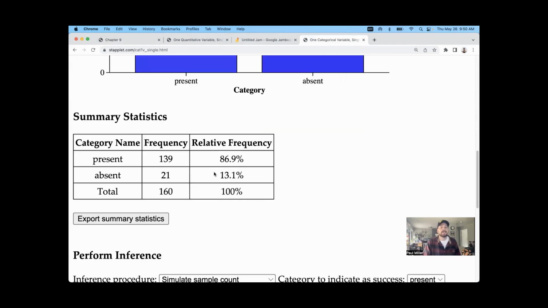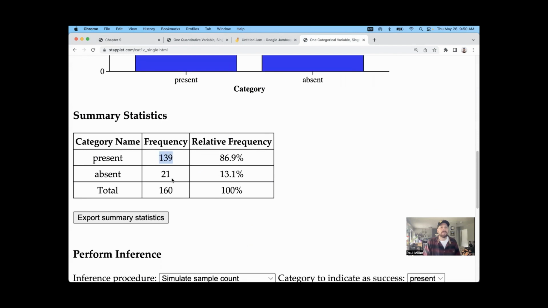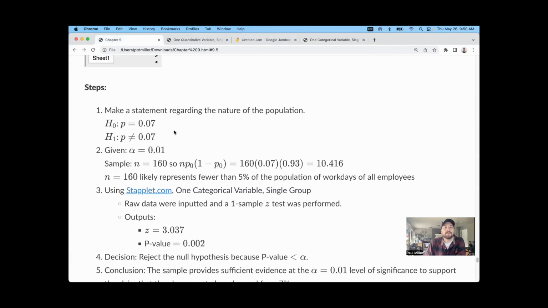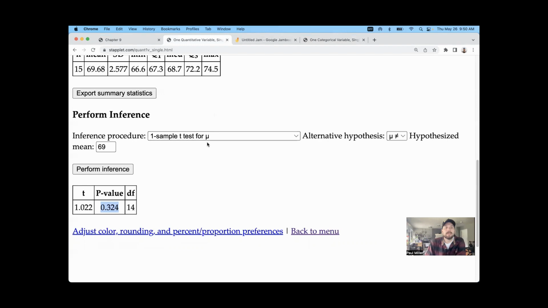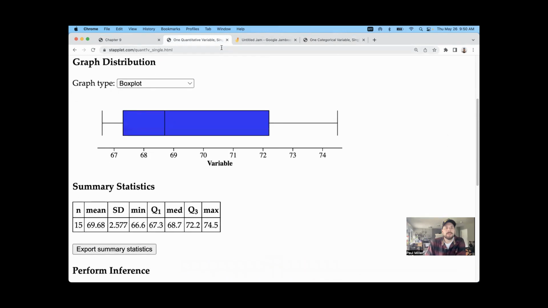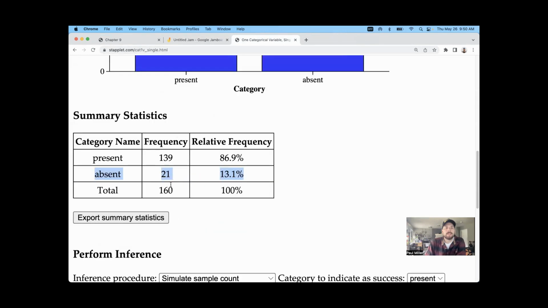Right away, it's going to summarize it for me. 139 present employees, 21 absent employees, for an 86.9% present rate and a 13.1% absent rate. And that's the one that the claim is about. The claim said that it's changed from 7%. So I do my check. It's 160 total employee work days that we're looking at there.